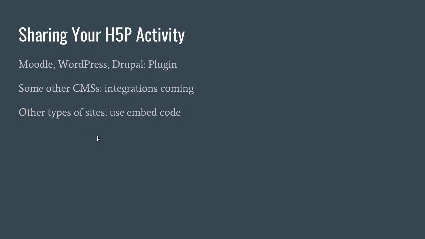I'm going to talk briefly about how to share your H5P activity. Some of it depends on what platform you're using. If you have Moodle or WordPress or Drupal, then there is a native plugin available. You might need to get your administrator to turn it on or enable it. Some other course management systems have integrations coming in the near future. But if you don't have a plugin available, you can always use the embed code, and I'll show you how to do that.